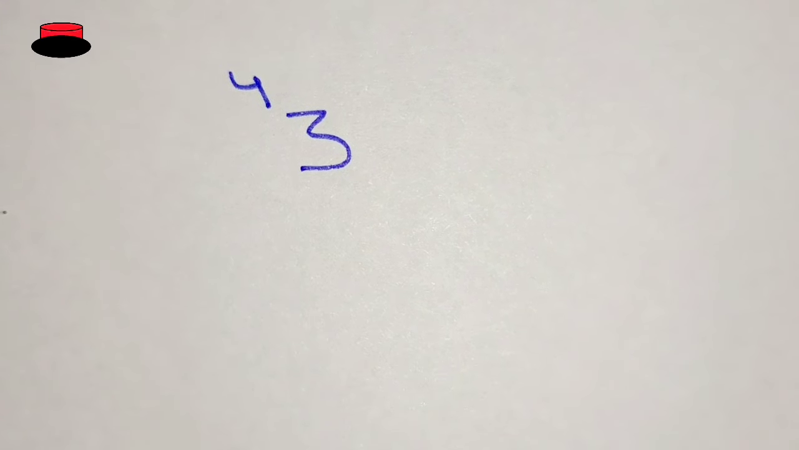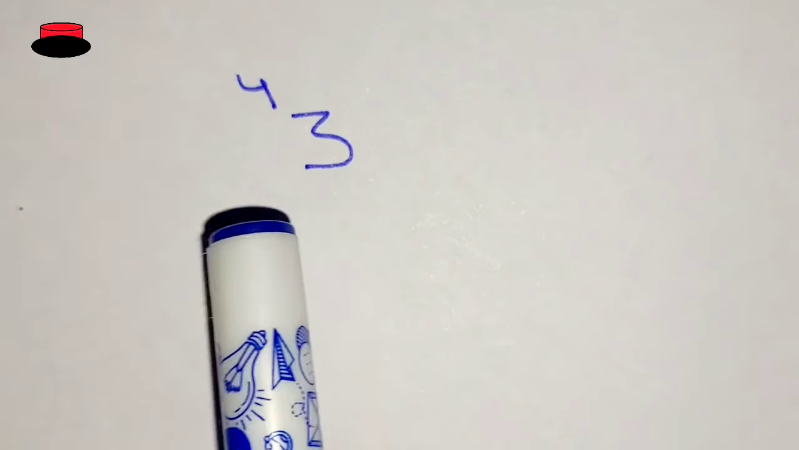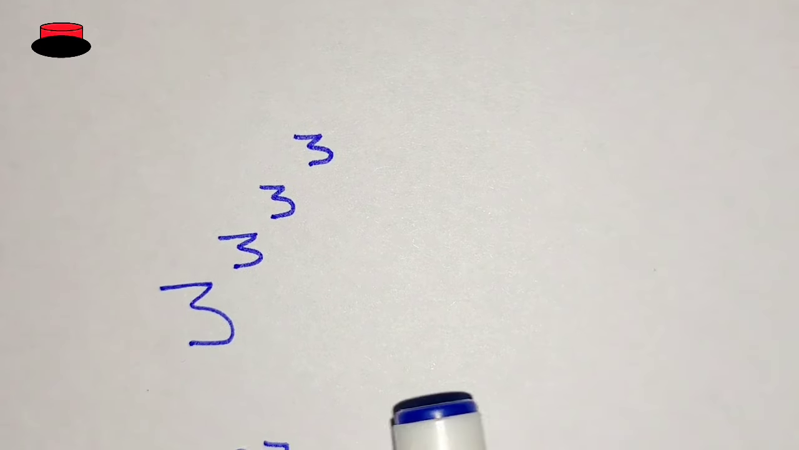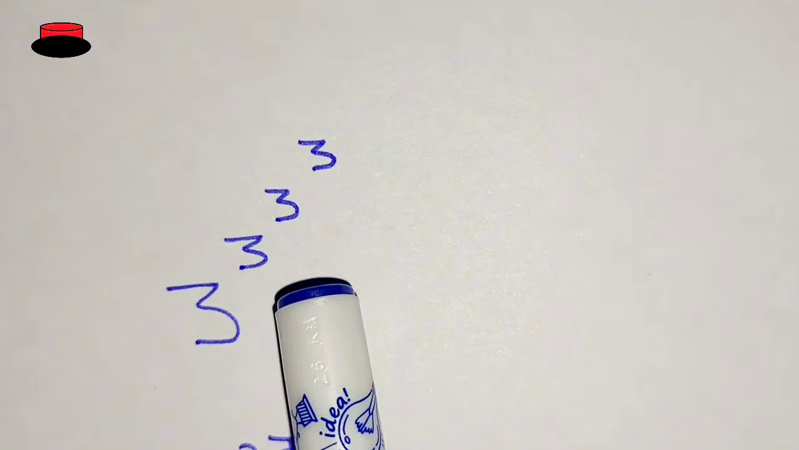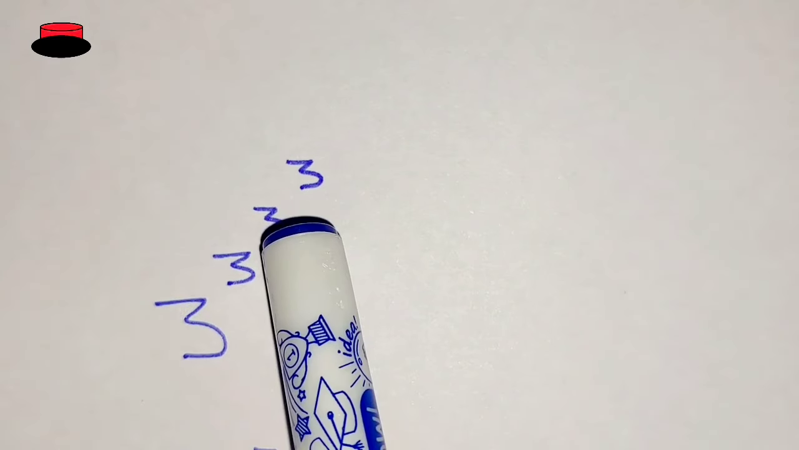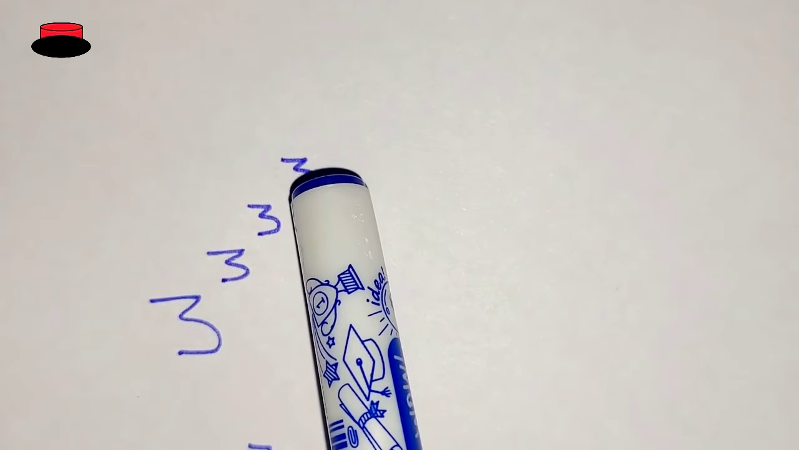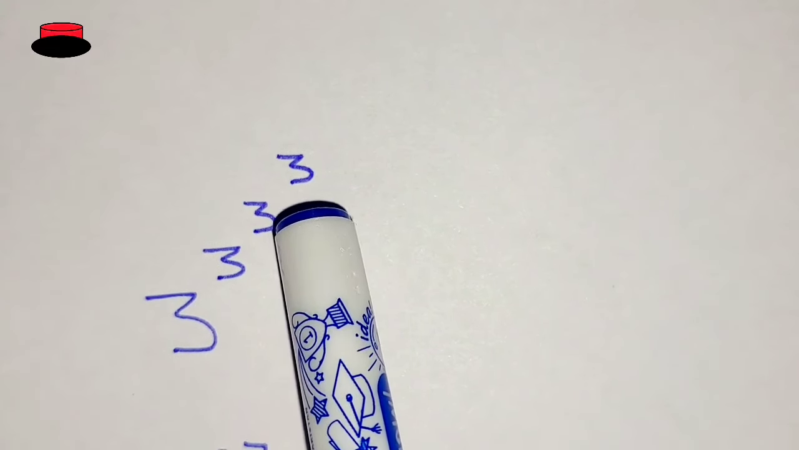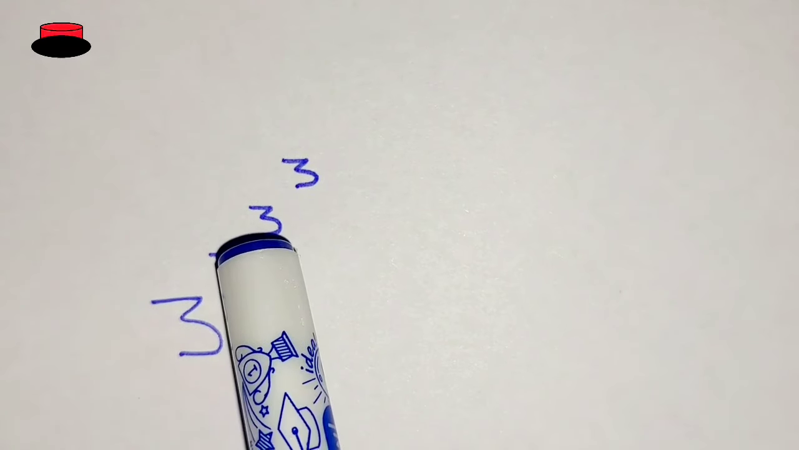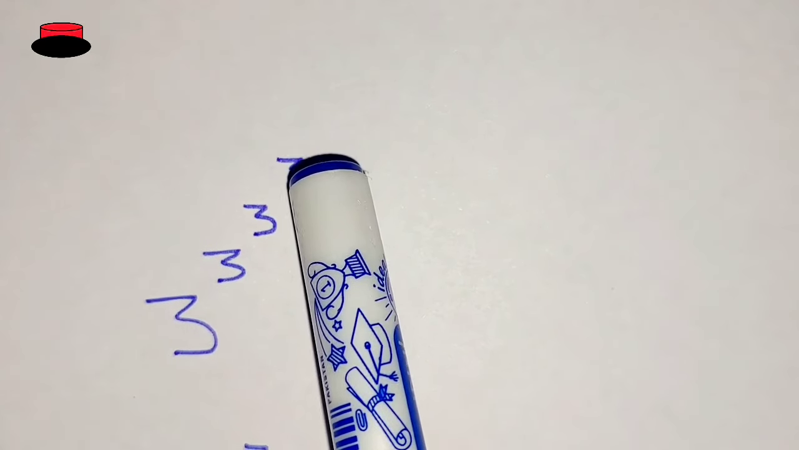Now look at this number. So what is the difference between 3 power 4 and this number? This number is written as 3 power 3 power 3 power 3. It means first 3 power 3, whatever the answer comes, then 3 power that answer, then 3 power that answer. So we come from top to the bottom.